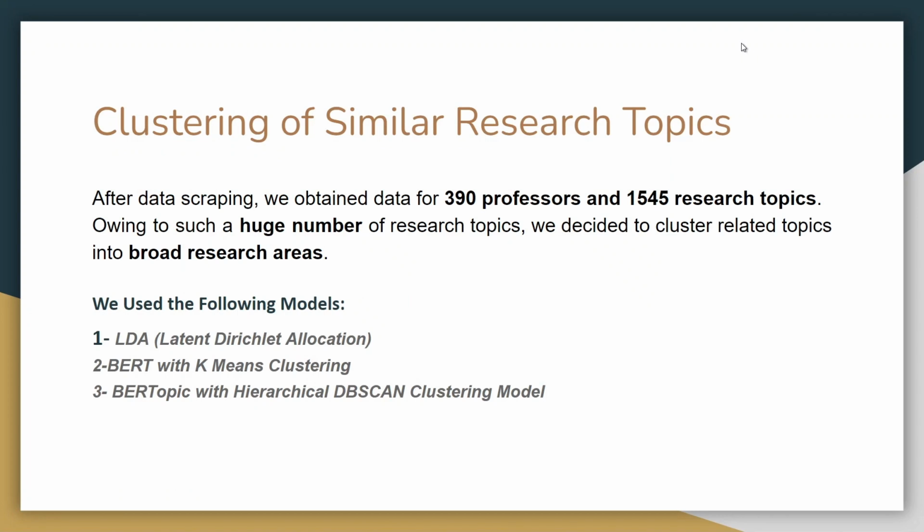Hello, this is Paras. After data scraping, we found that there are 390 unique professors and 1545 research topics. Owing to the huge number of research topics, we decided to cluster related topics into a broader research area. For example, computer vision, natural language processing, and machine learning will all fall into a similar domain named artificial intelligence and machine learning.